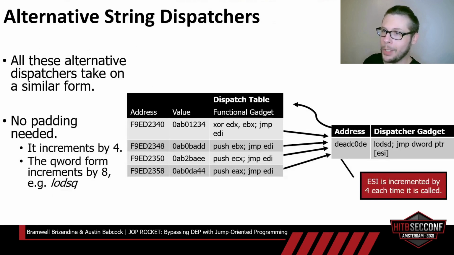So let's see that in action right there. We see an example right here with load SD. And in this case, we actually don't even need any padding because it does it 4 bytes. So we do load SD, jump dword pointer to ESI, and then that points to the dispatch table. Each address is 4 bytes because that's the size of the pointer. And so it's another way to expand available dispatchers.